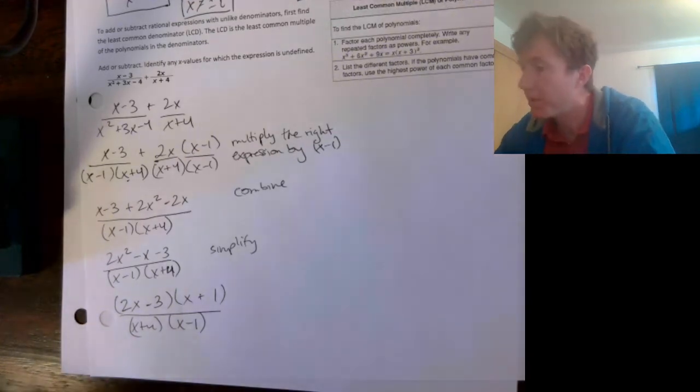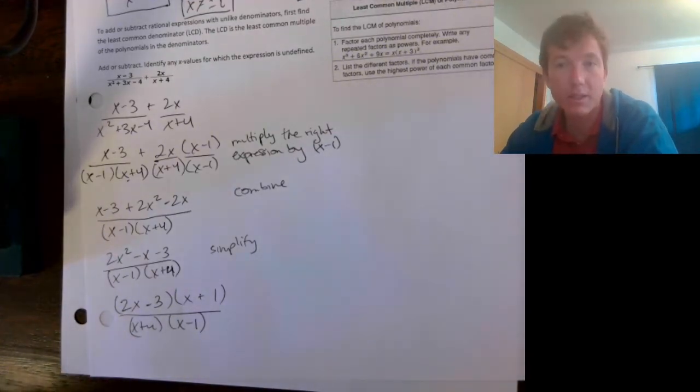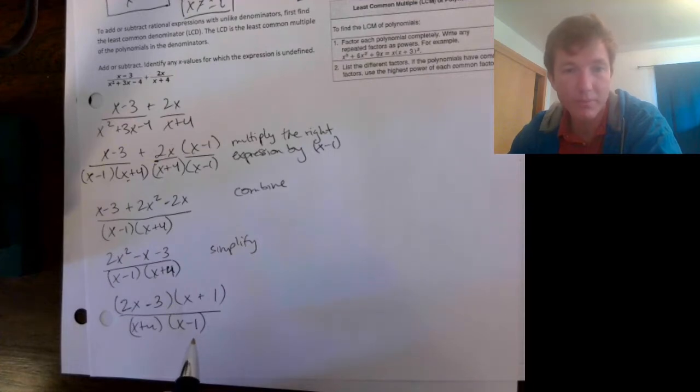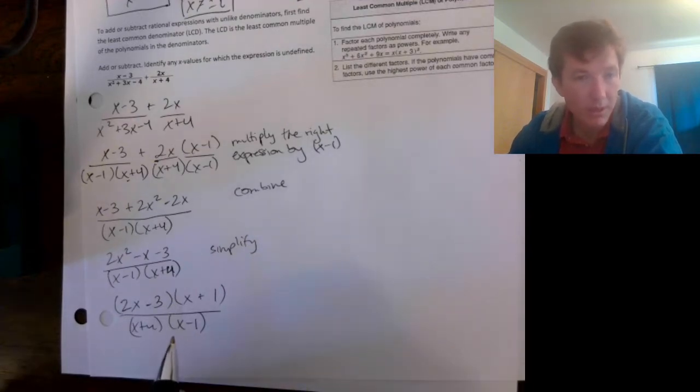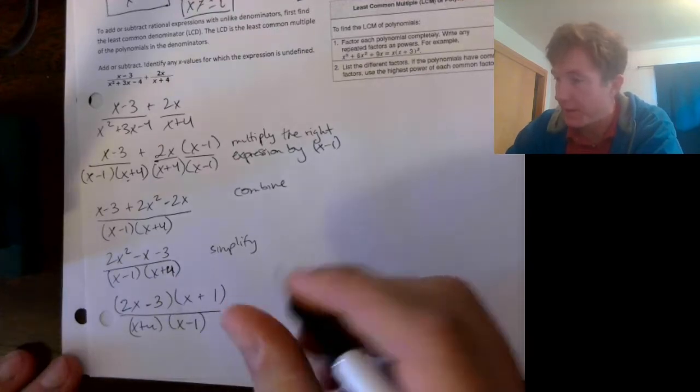Looks like I was being optimistic when I did this. When I did this earlier, these were the same. Looks like I just changed it out of midair. So what do we see here? We see that we do not have anything that we can cancel. So this is done.